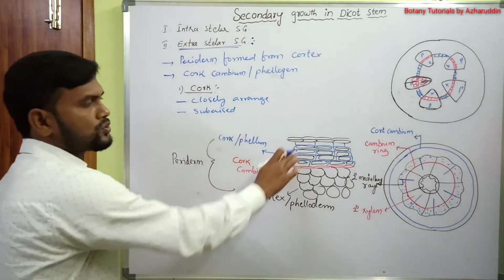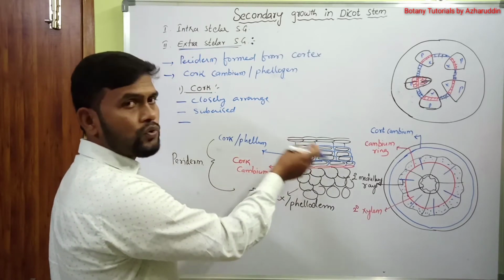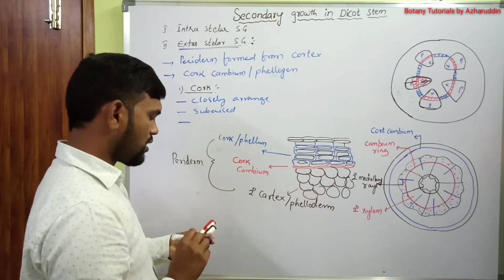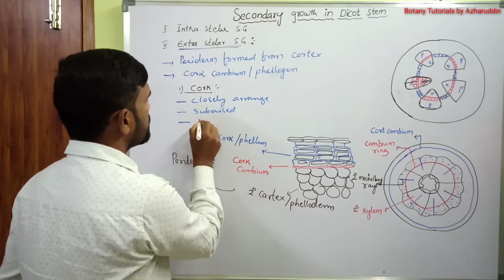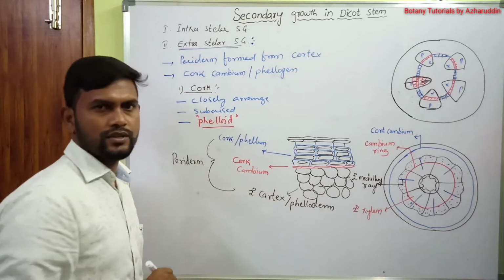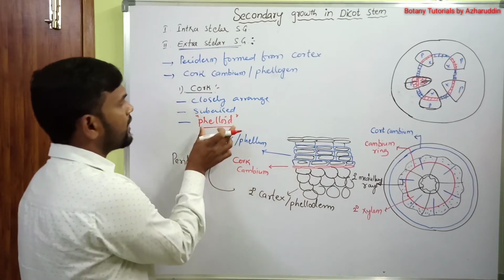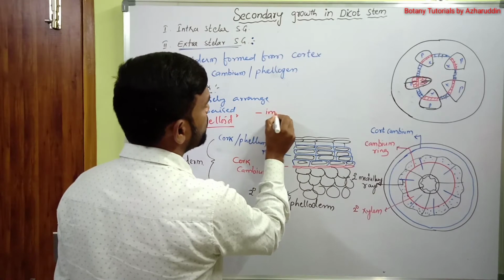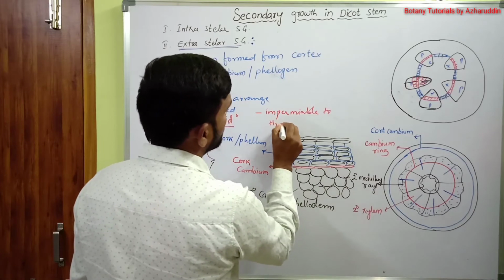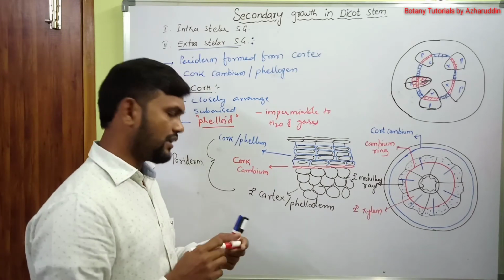In some plants the cork cells are without suberin. That means they do not have suberin in their walls. Those cells are called phelloids. This point will be asked in entrance exams. Next, due to the presence of suberin in the cork cells, they are impermeable to water and gases.